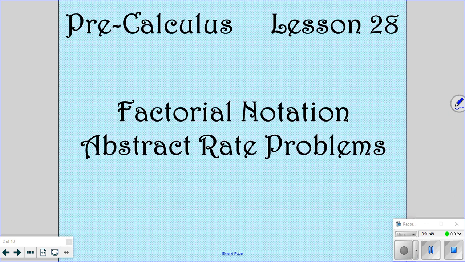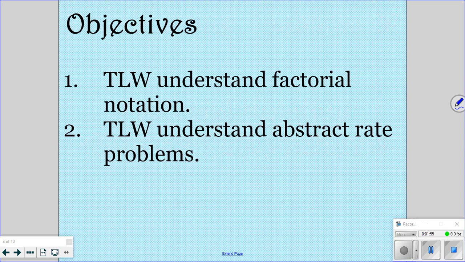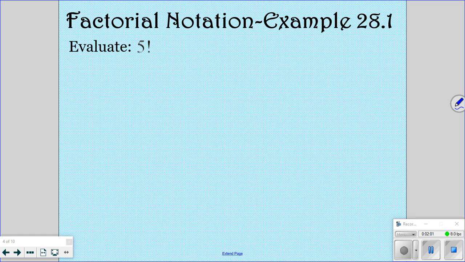We're looking at lesson 28 today. We're going to look at factorial notation and then abstract rate problems. So hopefully after this lesson you'll understand factorial notation and abstract rate problems. So we want to evaluate 5 factorial. That's not just shouting 5. That's not what that's saying. It's not an exclamation point.